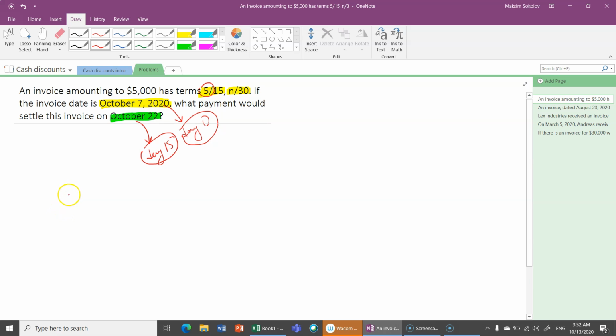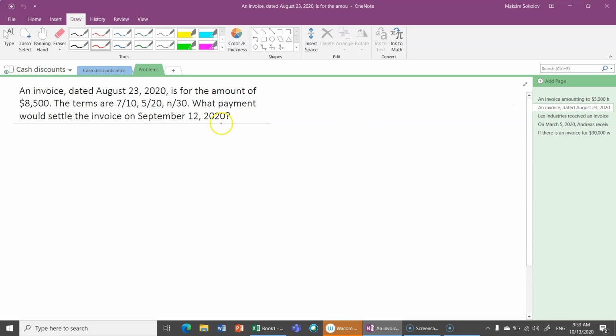And what amount then would settle the invoice? So we have payment. Payment is $5,000 discounted by 5%, $4,750. So if this invoice is paid on October 22nd, which is day 15, it is going to be 5% off, and therefore the payment for the invoice will be $4,750. Let's proceed now to another problem, and this is this.